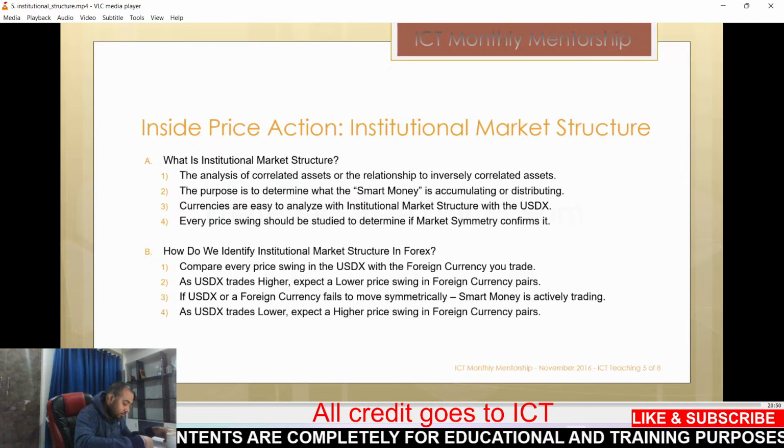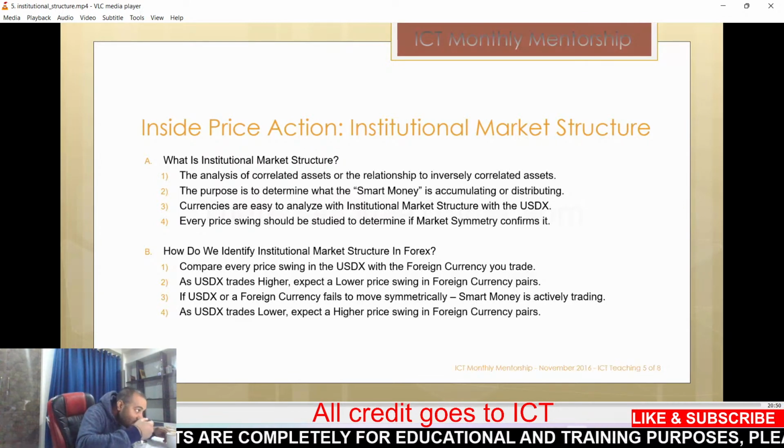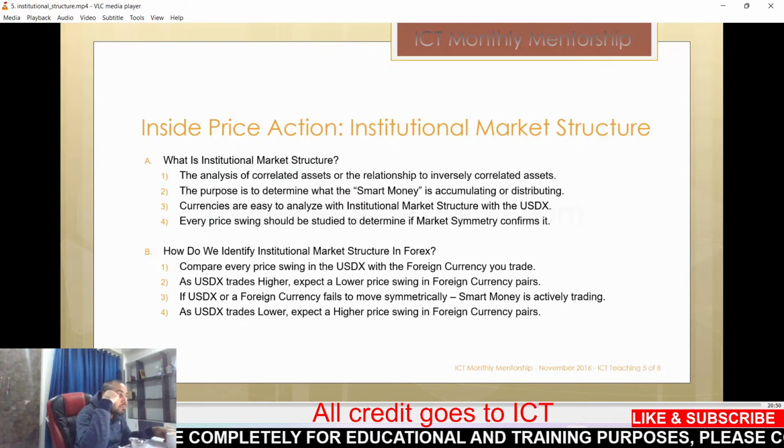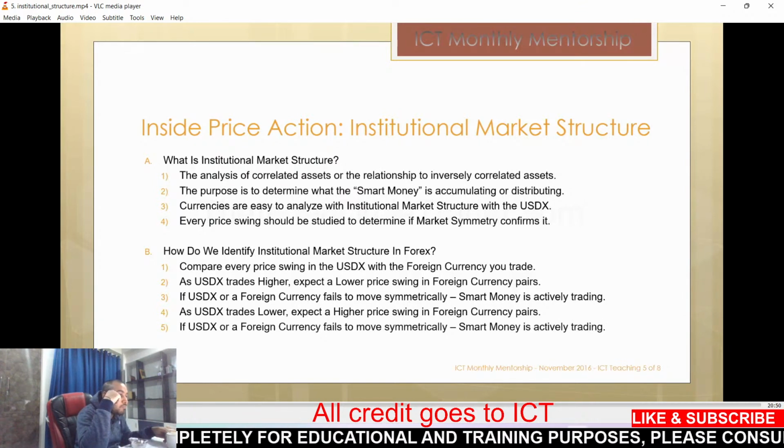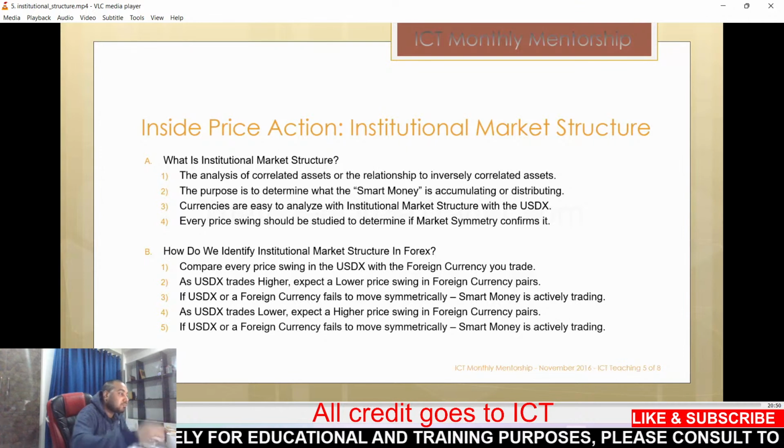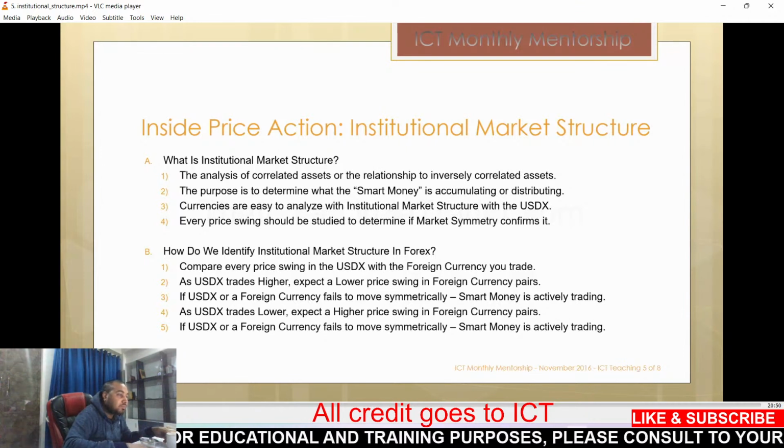As the US dollar index trades lower, we reasonably expect a higher price swing in foreign currency pairs. If the US dollar index or foreign currency fails to move symmetrically, again, smart money is actively trading.